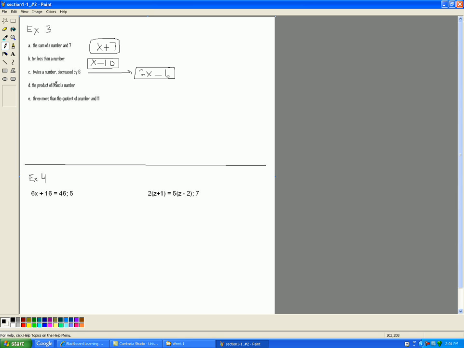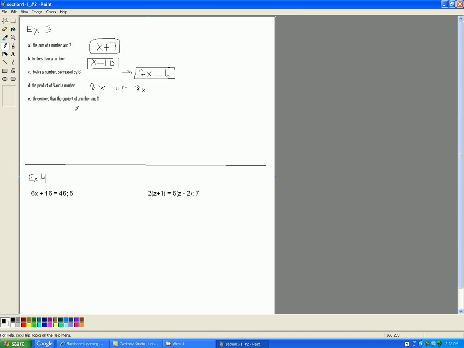This next one, the product of 8 and a number. So we look at the chart again, and the product means multiplication. 8 and a number. Again, the number is just x, so 8 times x. Or you could also just put 8x. We know that whenever there's a variable right next to a coefficient, that means multiplication.